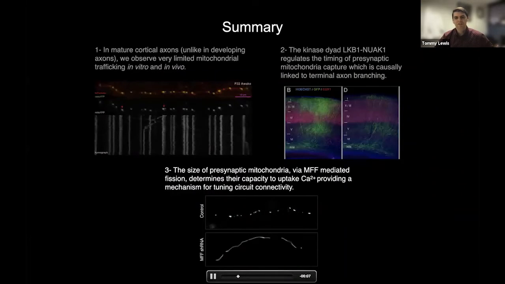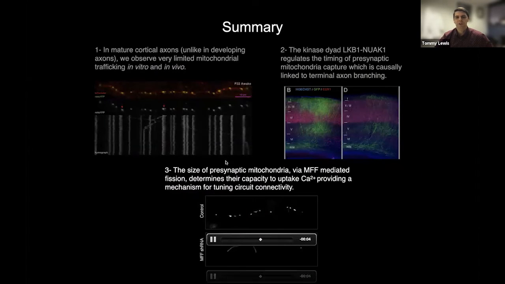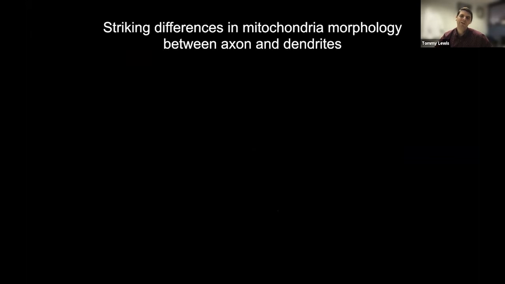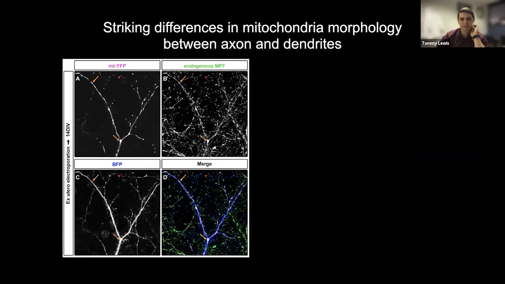And so essentially, we think that by maintaining the size of presynaptic mitochondria via an MFF-mediated fission event, it determines the capacity to basically regulate calcium and provide a mechanism for tuning circuit connectivity and axonal development. But as you can imagine, this leaves a number of big questions that we are still trying to address. And the main one being still, how is MFF only regulating fission in the axon and not the dendrite? Fortunately, I don't have a full answer for you today because it's something the lab is working on.